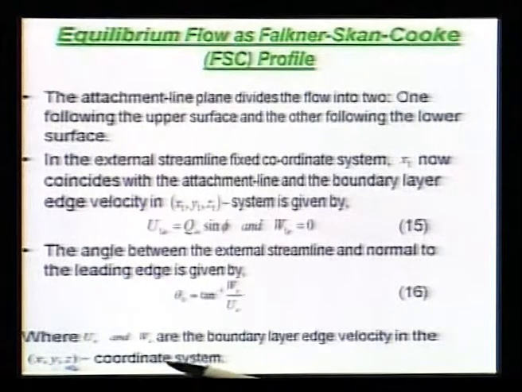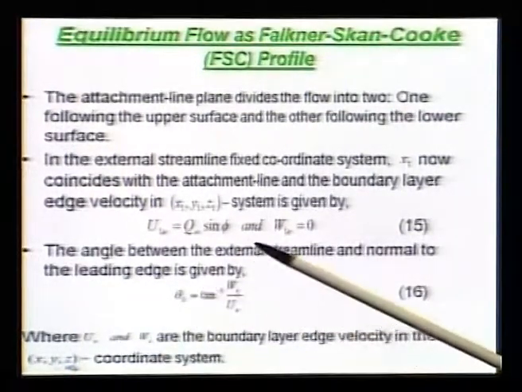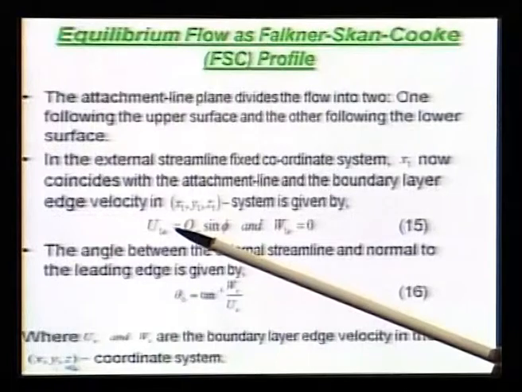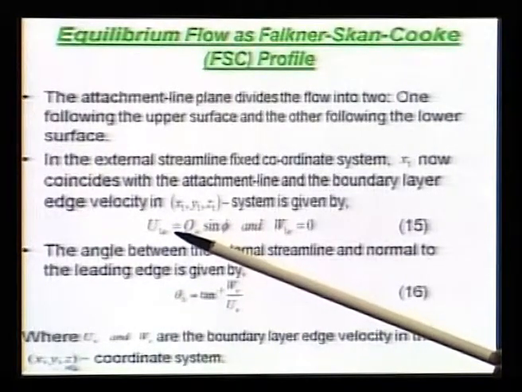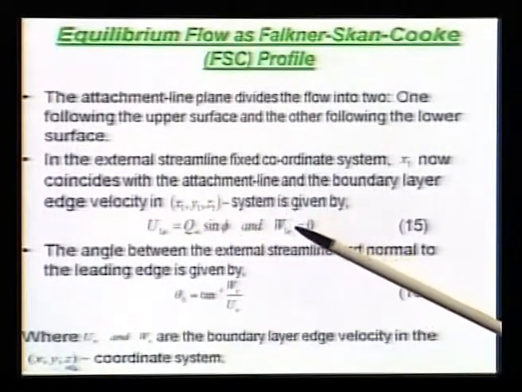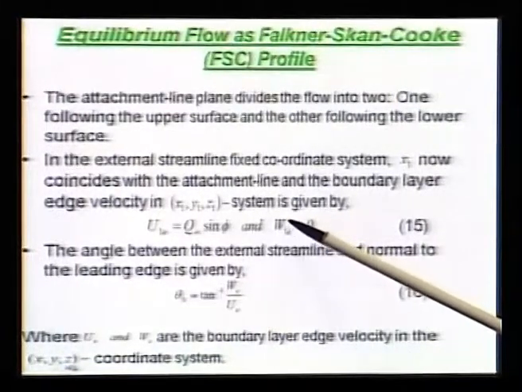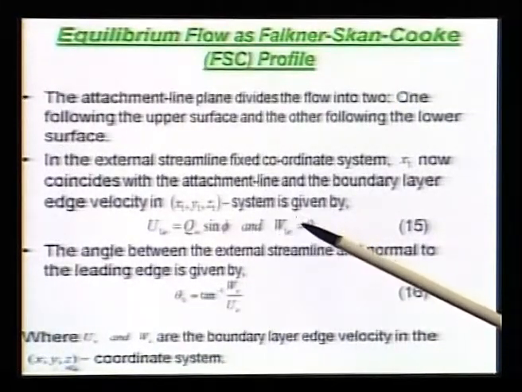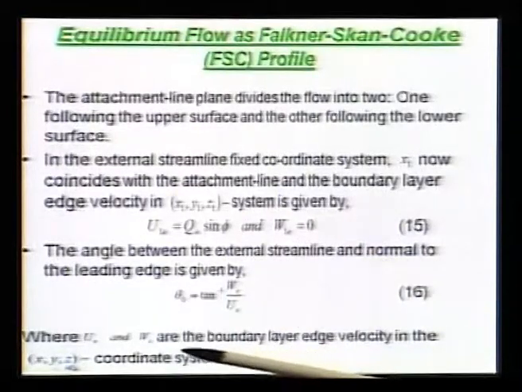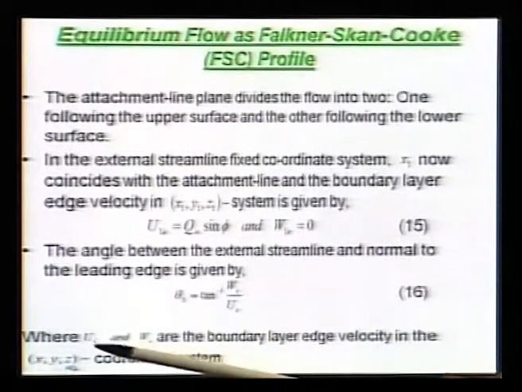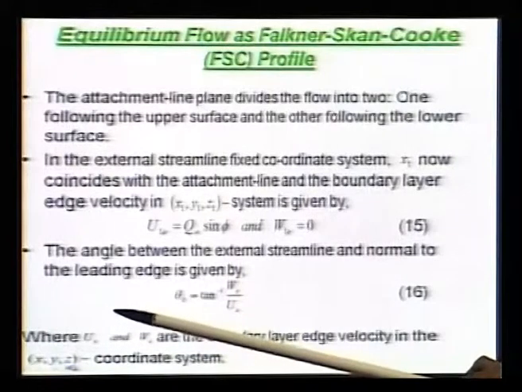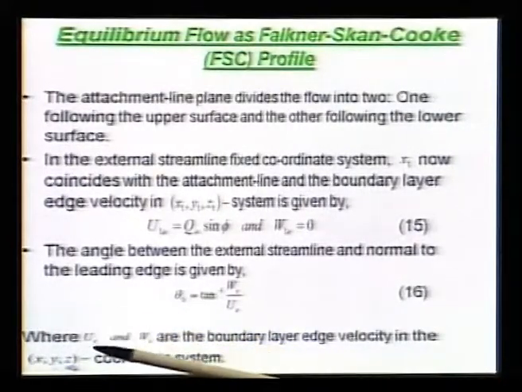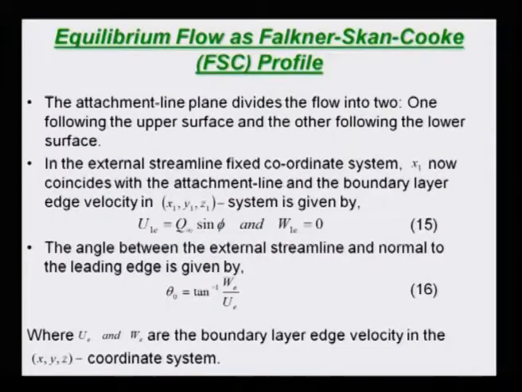Now, so you understand, u1e means the edge velocity in the external streamline fixed coordinate system. W1e is in the external streamline fixed coordinate system, and that by definition has to be equal to 0. But that is not necessarily the case when you look at it in the wing fixed coordinate system. There you would have a streamwise component and you would have a spanwise component. So, this is how we are going to define the flow field.